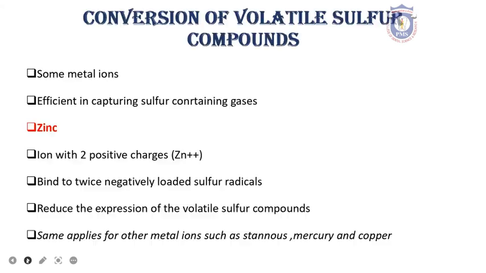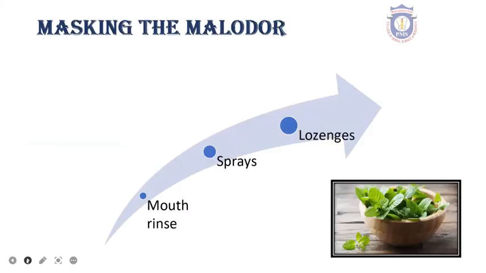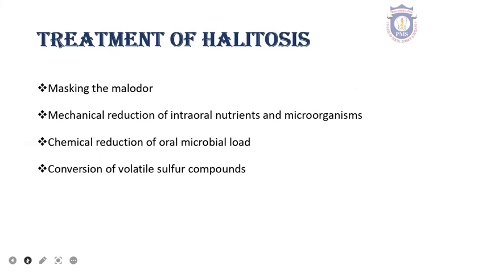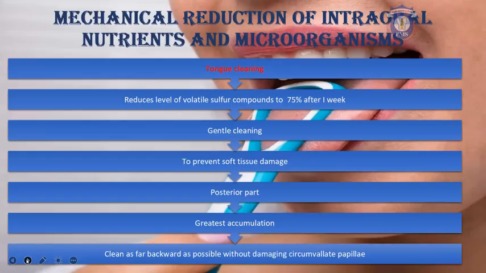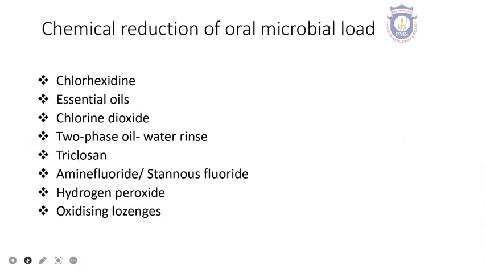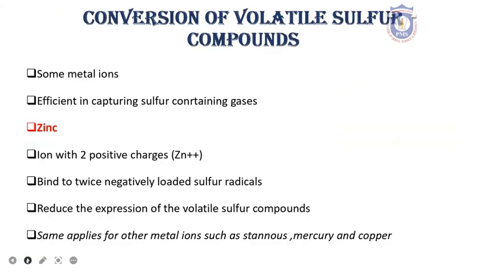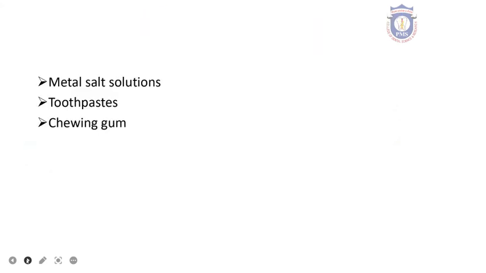So we can treat halitosis by masking the malodor by using lozenges, sprays, etc. By mechanical reduction of intraoral nutrients and microorganisms by toothbrushing, tongue cleaning, use of interdental aids, professional periodontal cleaning, as well as the use of chewing gum, and chemical reduction by various chemical plaque control agents like chlorhexidine, amine fluoride, hydrogen peroxide, etc. And the other method is the conversion of volatile sulfur compounds into some other compounds using element compounds like zinc and metal salt solution, toothpaste, chewing gum, etc.